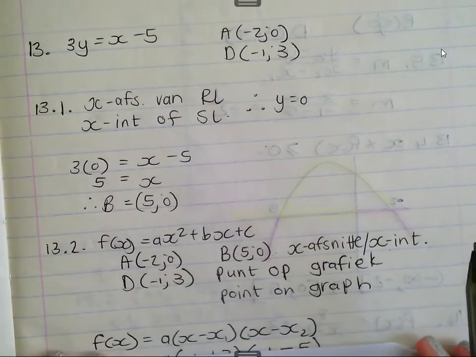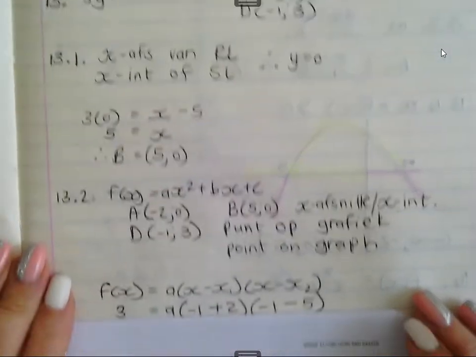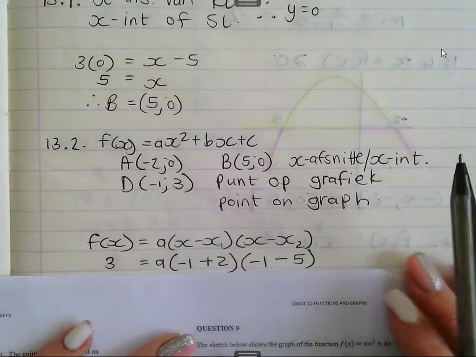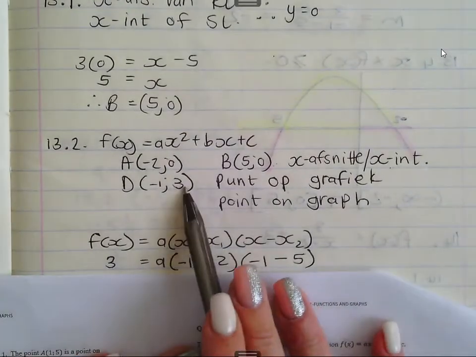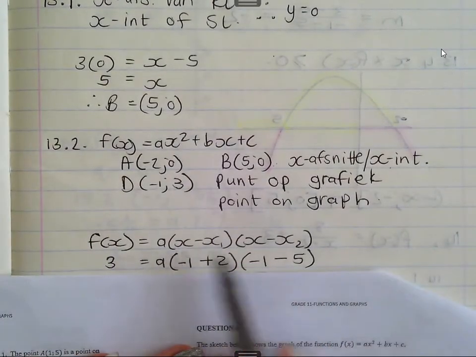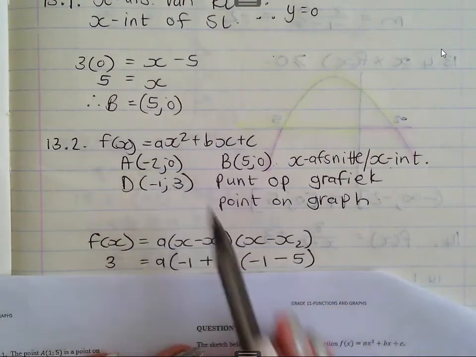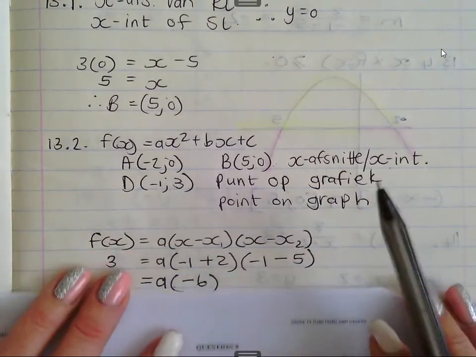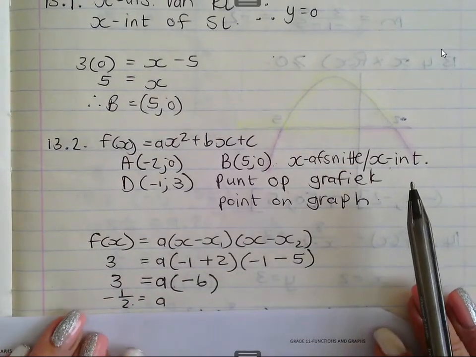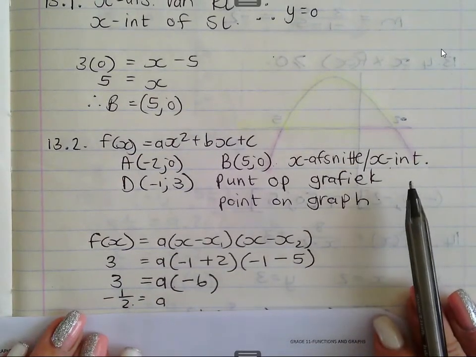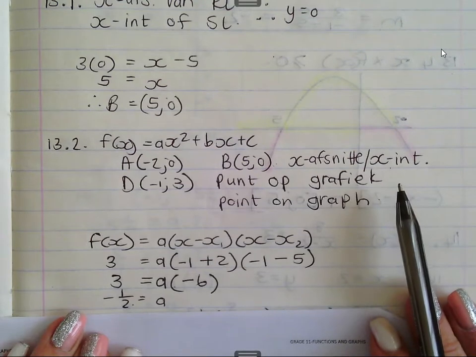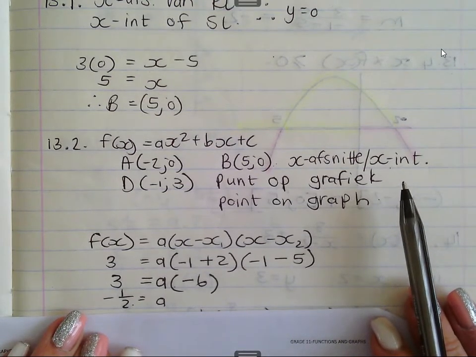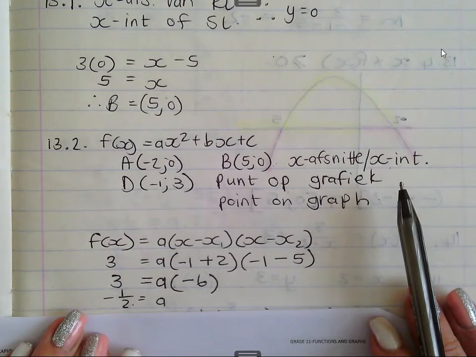I substituted into the third standard form. That's the y value of the coordinate. Those are the x values of the coordinate. That's the one x-intercept. That's the other x-intercept. And then I found a to be negative a half. Were you all able to do that? Do you understand? Any questions? Nothing.